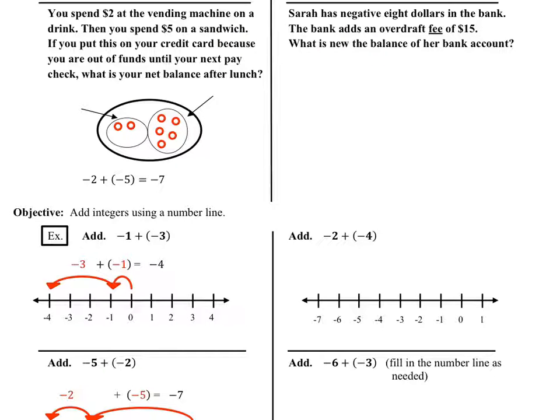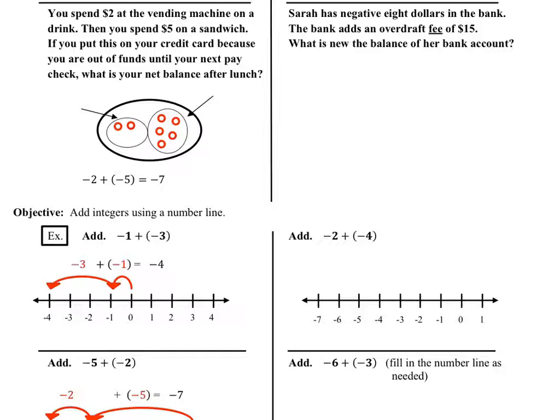Now we can do this with negatives as well. Like we see over here, what do we got? You spend $2 on a vending machine, then you spend $5 on a sandwich. When we combine these, it's like having the -2 and -5, but we're adding these together because we're combining all of the negatives. And when we combine, that is addition.